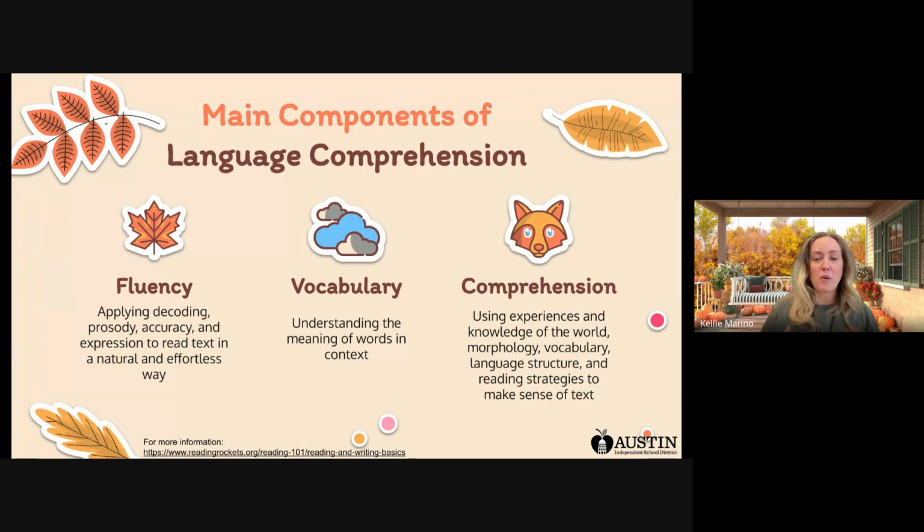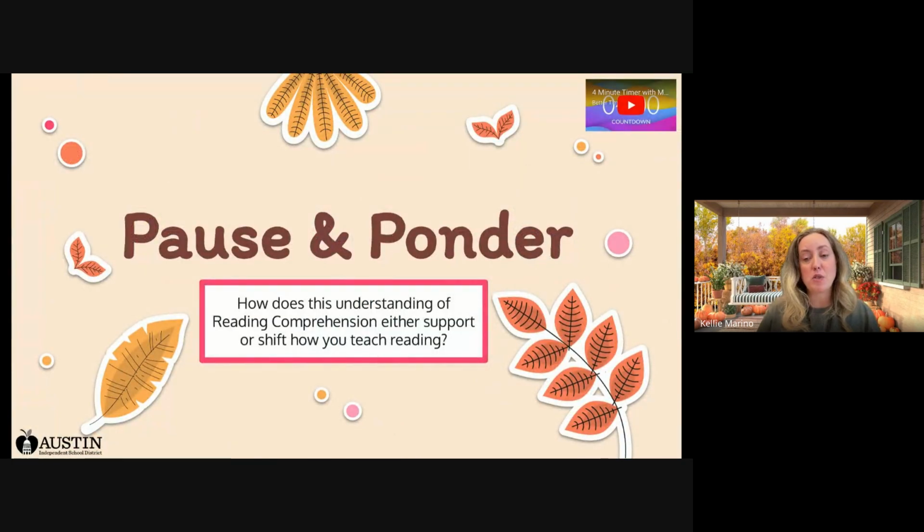If you are really interested in delving into more information about the components of literacy, I encourage you to check out this Reading Rockets site that Melanie just linked in the chat. And right now would be a great time to do that.